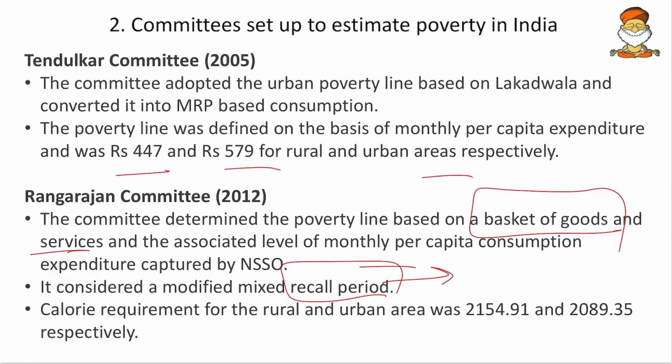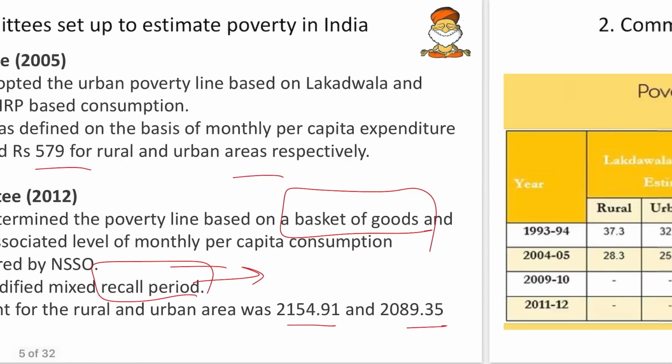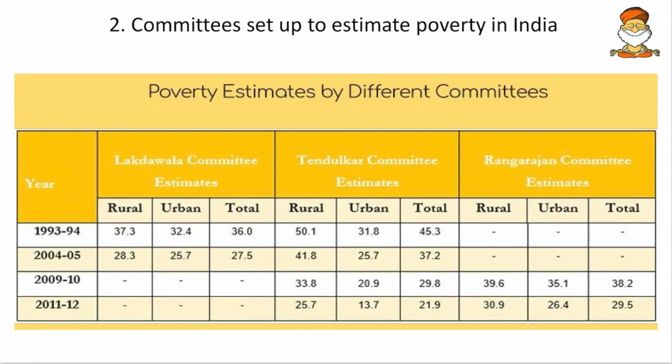Then the calorie requirement for rural and urban areas was 2154 and 2089. For rural areas it was more because those people do manual labour. And here are some of the estimates of the Lakdawala committee, Tendulkar committee and Rangarajan committee. We take up only the total ones. The Tendulkar committee said that 29.1% poverty was there and the Rangarajan committee said 29.5%. So there was a huge debate about why that difference. Again, the methodology was different between the two.